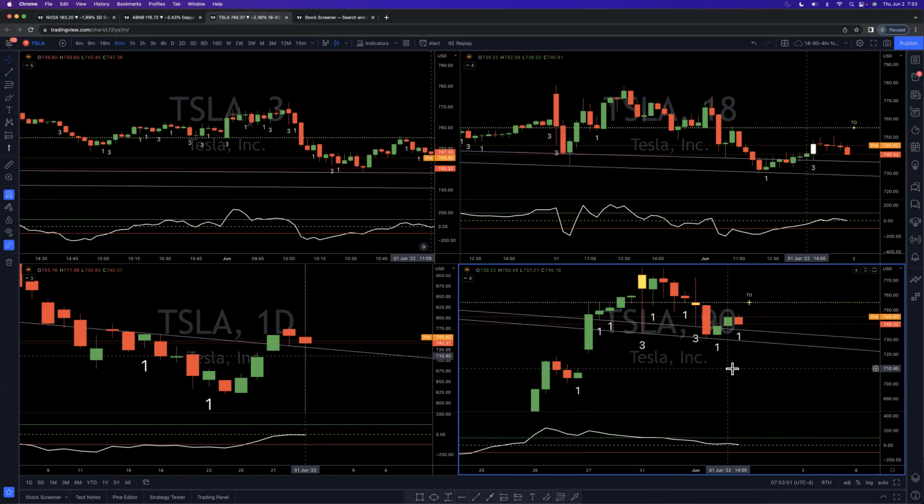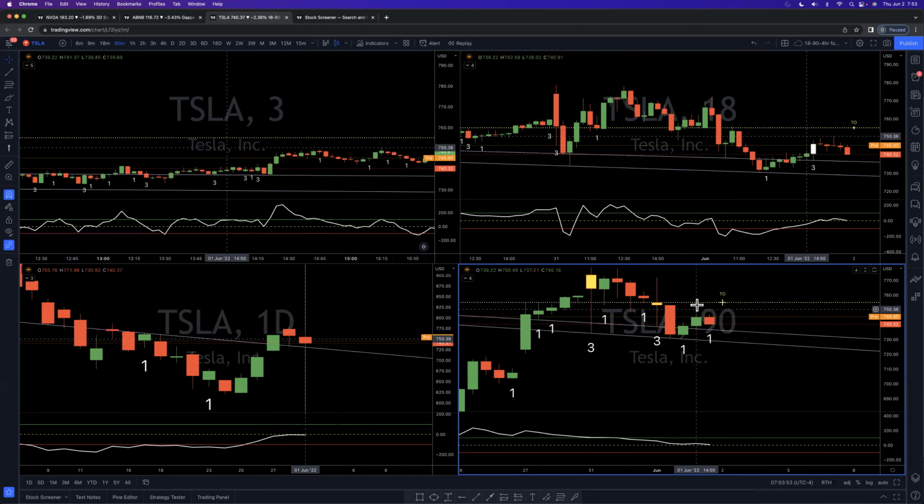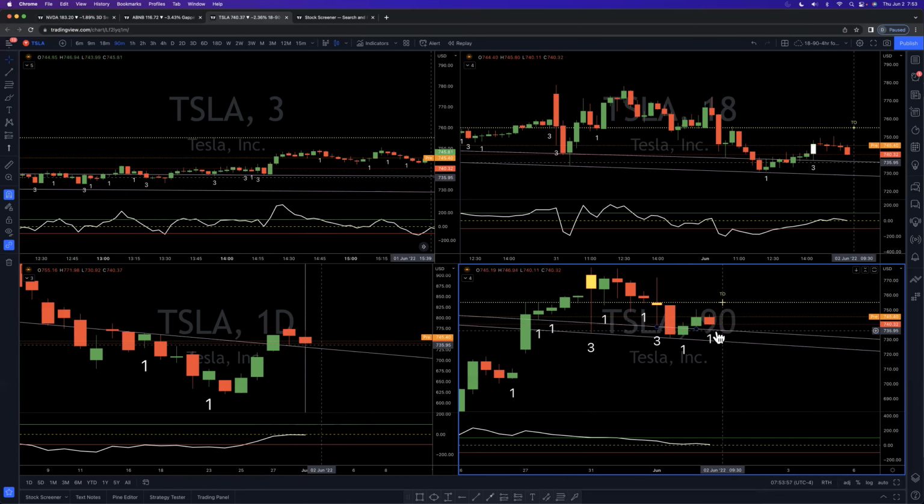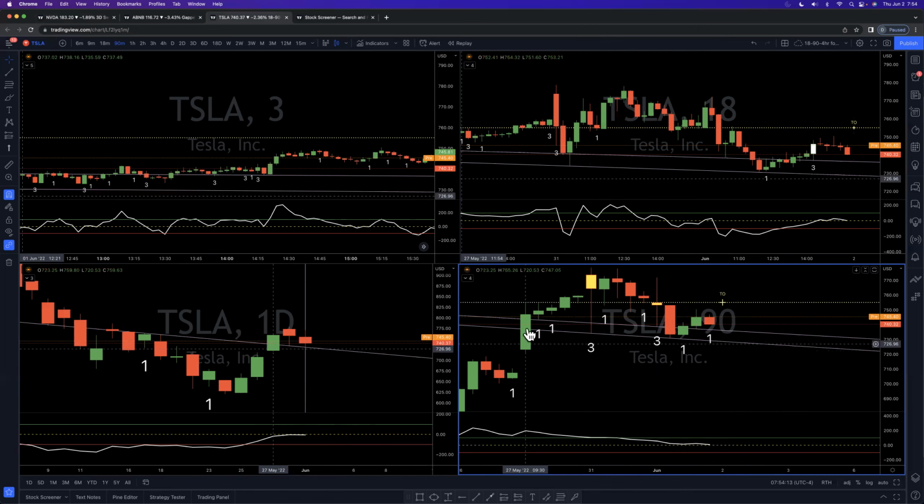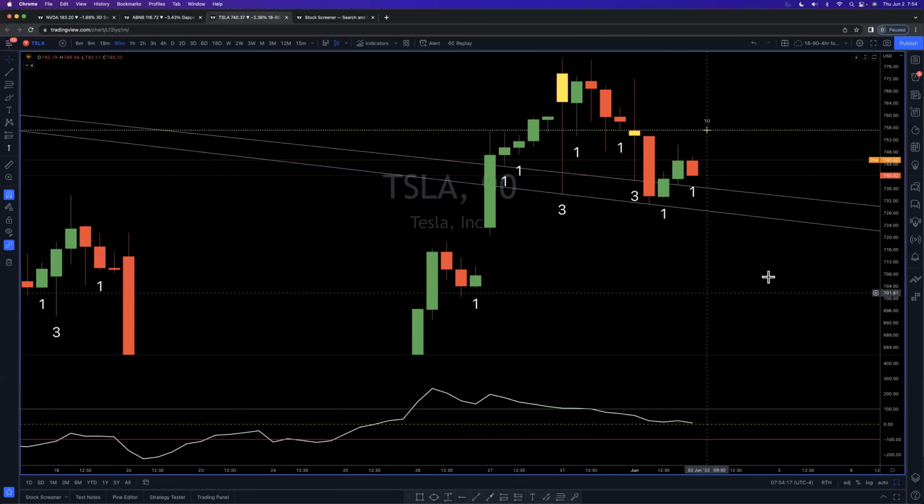Guys, I'm struggling because I don't like this range here. 2, 1, 2. Okay, so below 736, take this out. Below this range, I'll look to go short. This would be my potential target. Not the best. Then it's got to take out this range. All right, let me blow this up so I can see better.